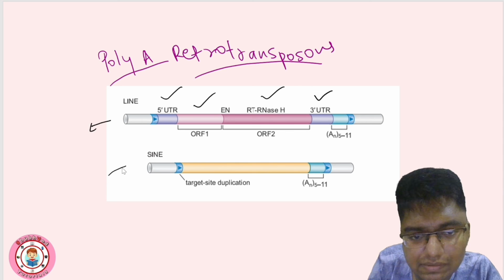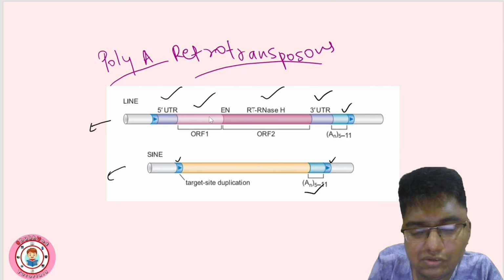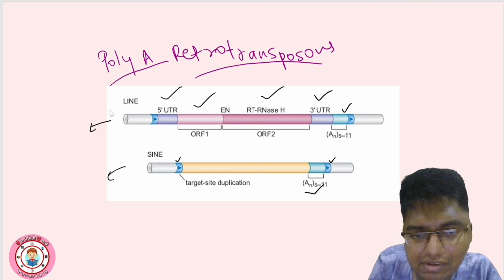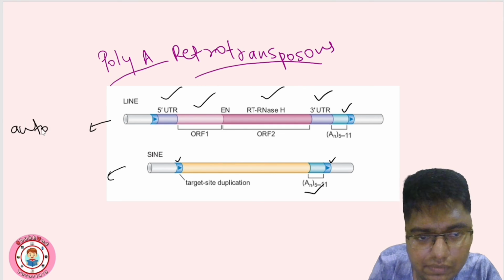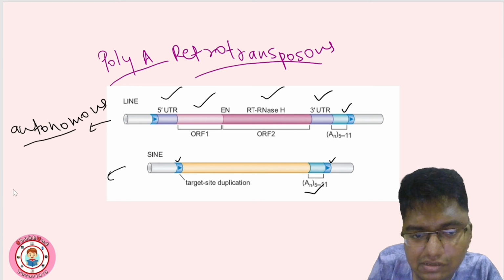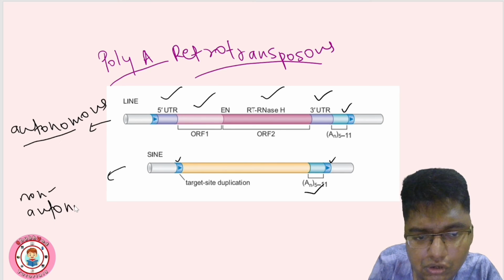In the SINE, this is absent. See, only poly A is present. This is common. Target site duplication is common. But ORF1, ORF2, 5' UTR, 3' UTR are absent. So what is the case here? The LINE is having everything, right? Everything required for the transposition. So this LINE is an autonomous transposon. This is autonomous, and this is non-autonomous. This we have to remember. SINE is non-autonomous.